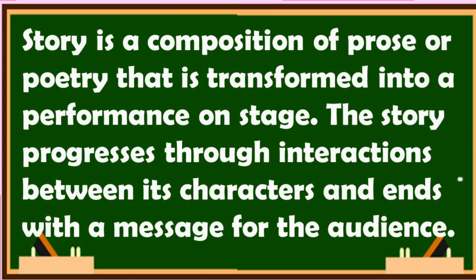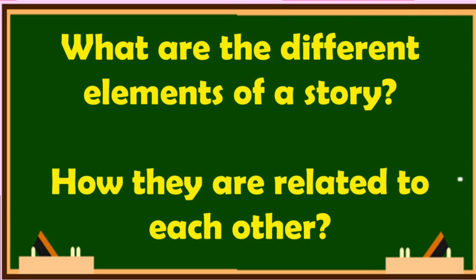A story is a composition of prose or poetry that is transformed into a performance on stage. The story progresses through interactions between its characters and ends with a message for the audience. What are the different elements of a story and how are they related to each other?